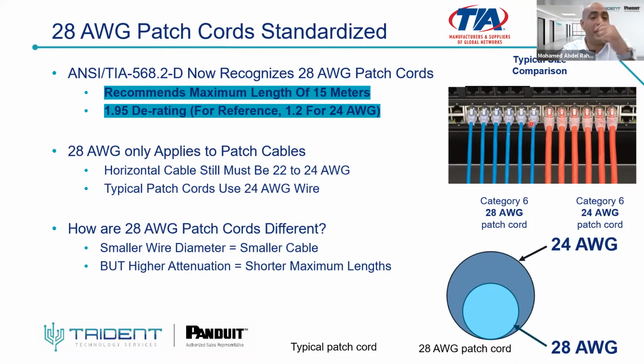But the only consideration you must keep in mind is that the D rating for the 28 AWG is 1.95. The D rating for the standard 24 AWG patch cord is around 1.2, but it is 1.95 for the 28 AWG. It means that you have a higher attenuation, so you reach a shorter maximum distance with the 28 AWG.